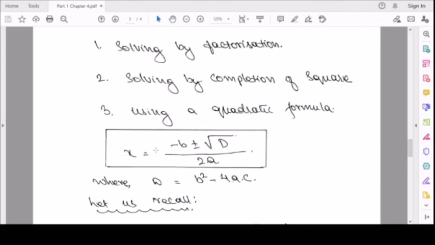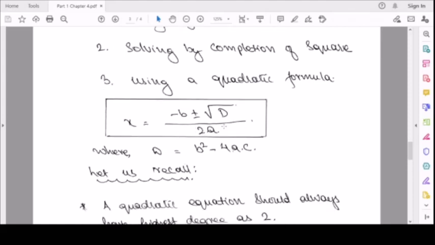This formula you have to note down and remember. The roots will be given by minus b plus or minus root of D, over 2a. What is D? D is b square minus 4ac. What is b? b is the coefficient of x. What is a? a is the coefficient of x square. Okay, we will be using this formula to find the roots of quadratic equations in the next few classes. Just remember this very useful formula that we'll come across.